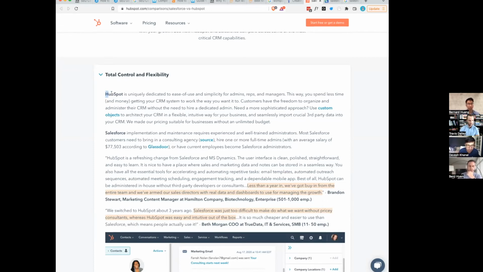Look at this. HubSpot is uniquely dedicated to ease of use and simplicity for admins, reps, and managers. That's actually a huge thing. Everybody who's done this knows Salesforce. It's like a programming language now. Salesforce implementation and maintenance requires expensive and well-trained administrators. They know what they're doing, which is saying, if you're a smallish business, you're not going to pick this one, you know? And they're right. If you're a smallish business, Salesforce is complicated and a really big thing.